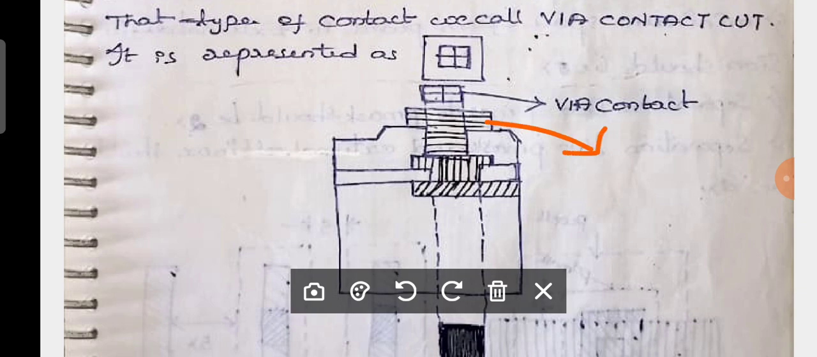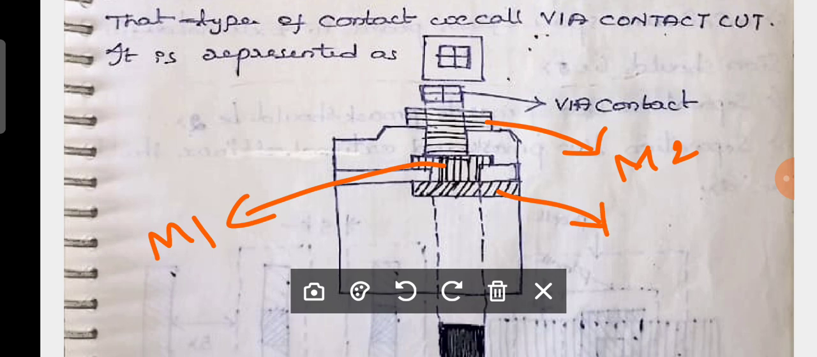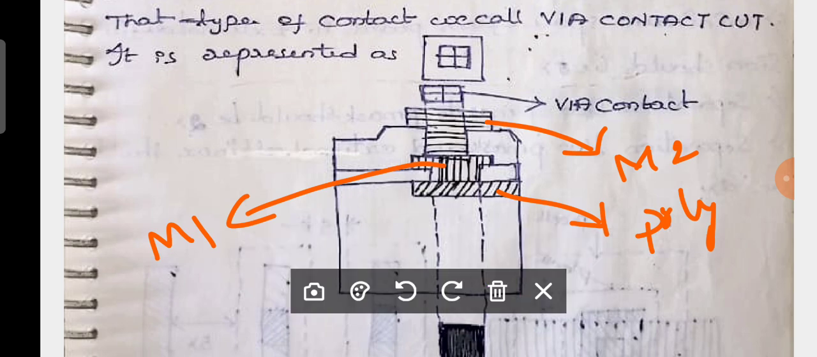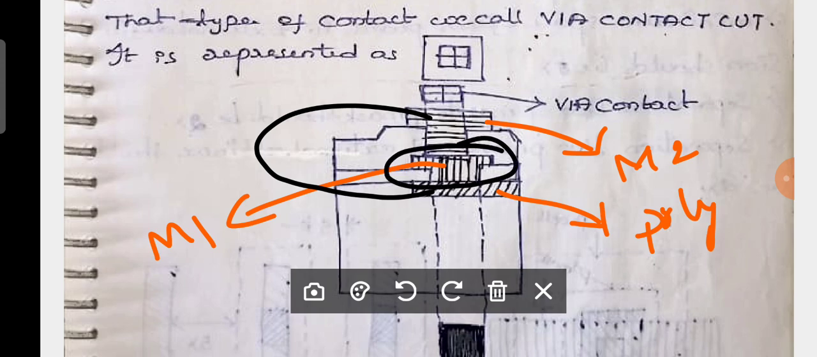What is this one? Can anybody try to tell? That is metal 2. Is it clear? Now what is this one? Metal 1. Now what is this one? Absolutely, polysilicon. That means it is very clear that you are making a contact. You are making a contact from metal 2 to poly, but you are using a via. What are you using? Metal 1 as a via.